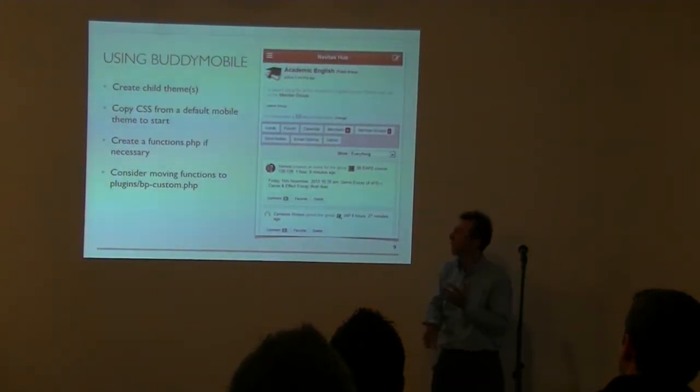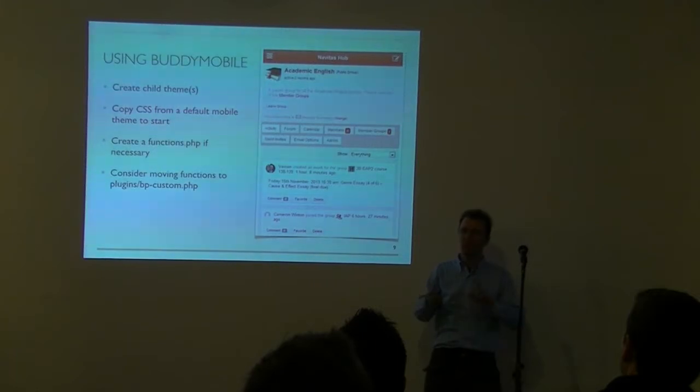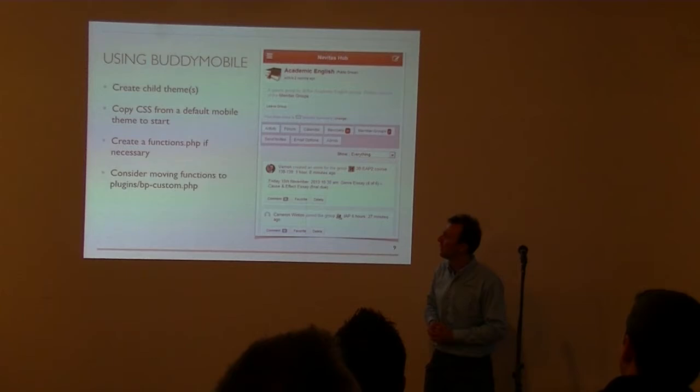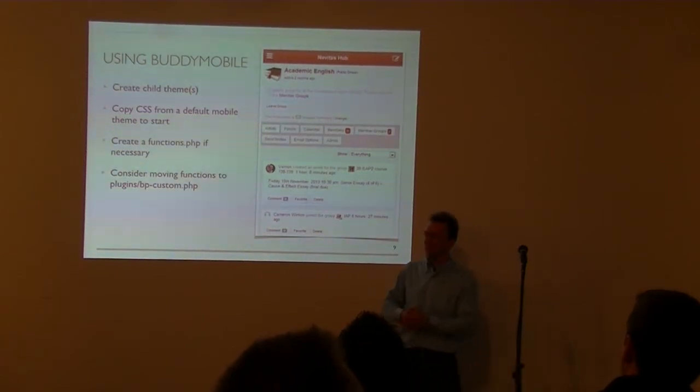And the process that I went through to actually get Buddy Mobile working for us was I took one of his default themes and created a child theme, just basically copied it. Had to copy the CSS from one of the default themes to get started, because otherwise it just looked ugly and didn't work. And you can create a functions.php file if you need it. For example, you might want to turn some things off.